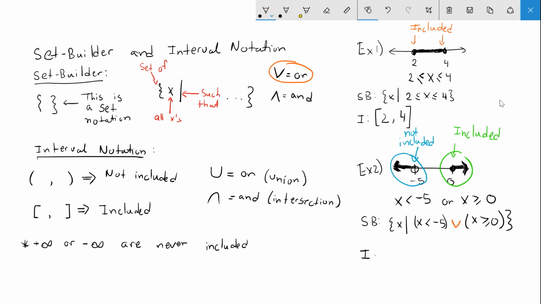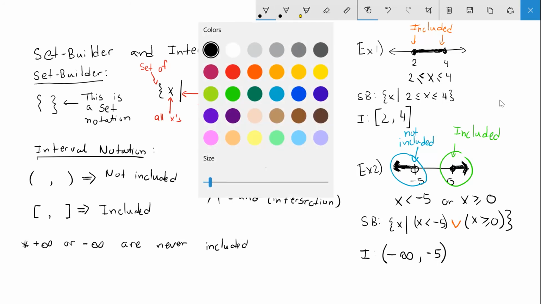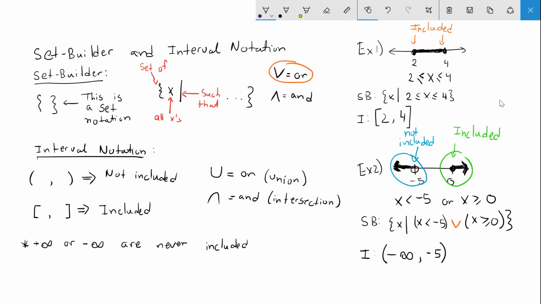Our interval notation is a little bit trickier. Well, for the first piece, x is less than negative 5. This is saying that we come from negative infinity, and then we go all the way up to negative 5. And infinities are never included, therefore this will get a parentheses around it. And the negative 5 is not included as well, therefore this will also get a parentheses around it. And how do we represent OR in interval notation? Well, we simply use union. So we use union to represent OR.